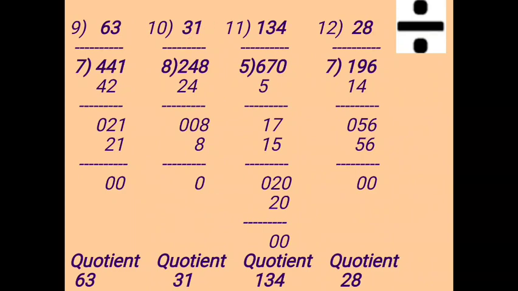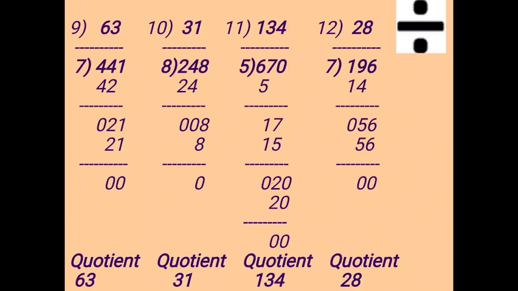Next sum, that is 670 divided by 5. Then 5 ones are 5. Then subtract it. You'll get the remainder as 1. And bring down the next number, that is 7. The new number is formed, that is 17. Then 5 threes are 15. Then subtract it. You'll get the remainder as 2.